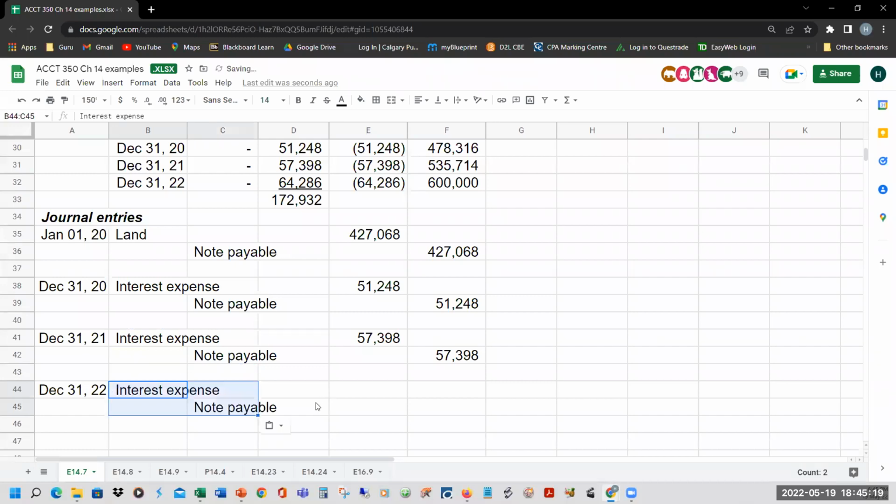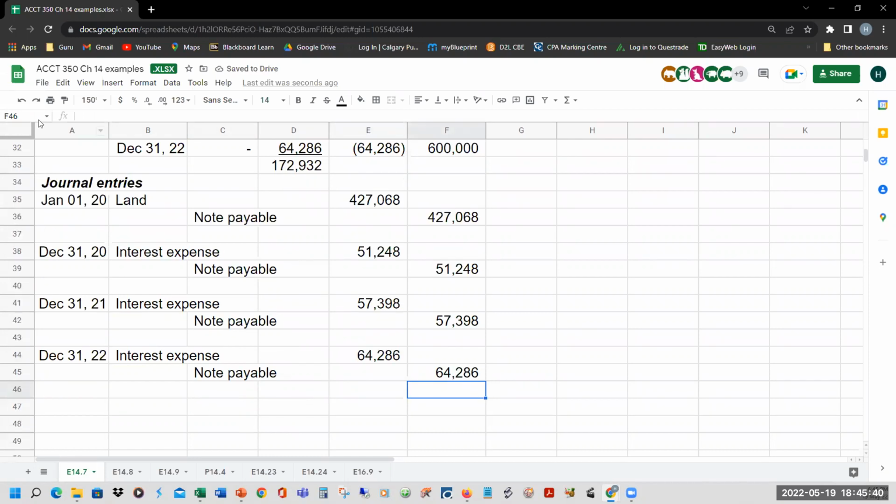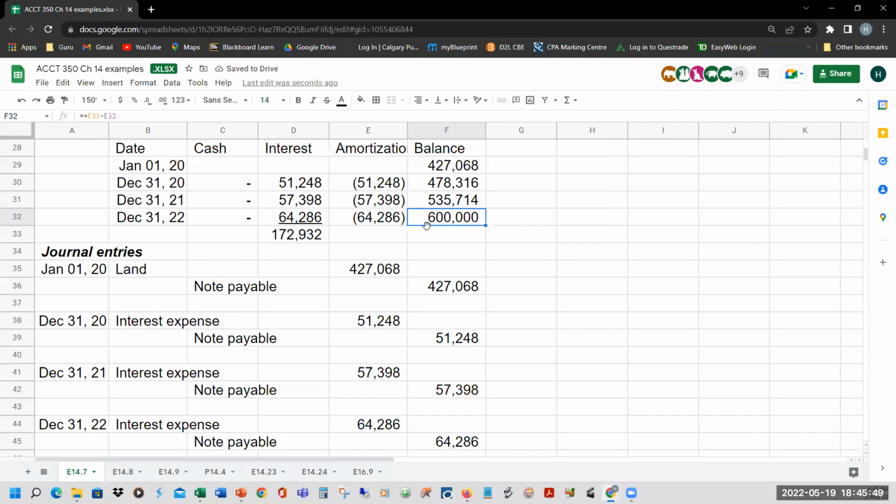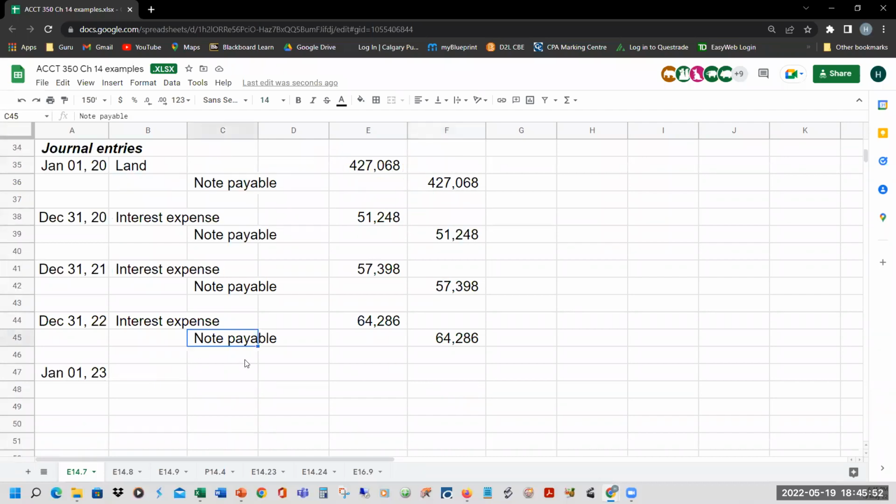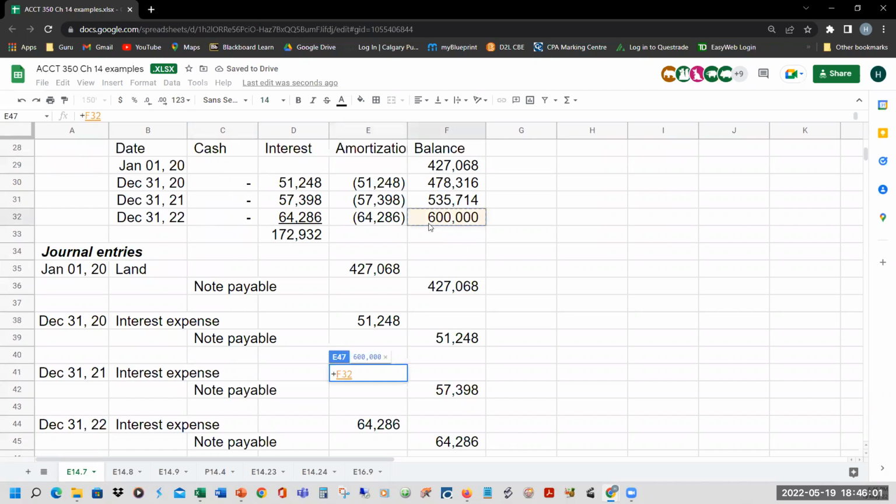Keep in mind, as you credit the note payable, because the note payable is a liability and liabilities are credits, the carrying amount keeps going up. So the third year, it's $64,286. And that's it. The very next day, January 1st, 2023, the company needs to pay the other party. We owe them $600,000, so we're going to pay them $600,000. How? Debit the note payable, credit cash, $600,000. And basically, that is it.